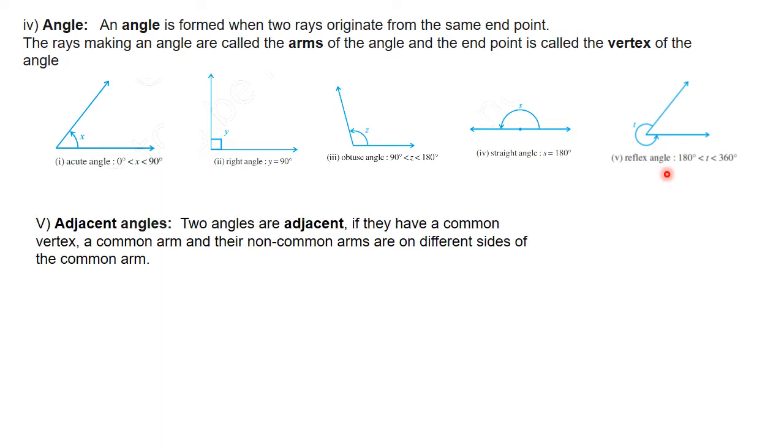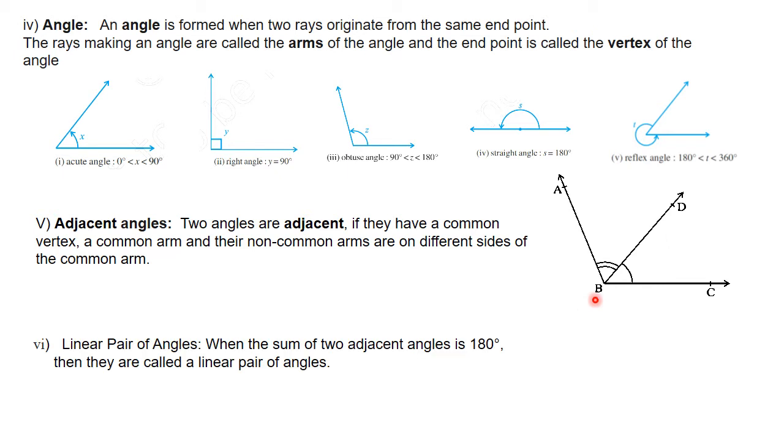Adjacent angles. Two angles are known as adjacent angles when they have a common vertex, a common side, and the non-common arms are on the two other sides of the common arm. So in the figure, BD is the common arm, whereas the non-common arms, that is AB and BC, lie on either side of the common arm.